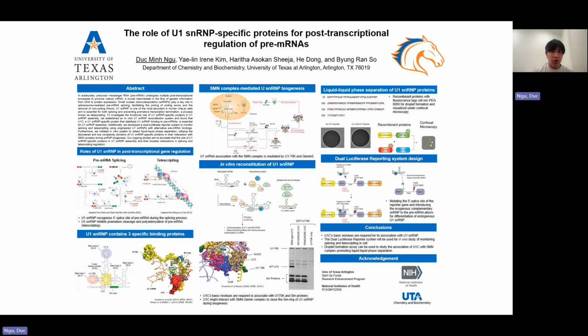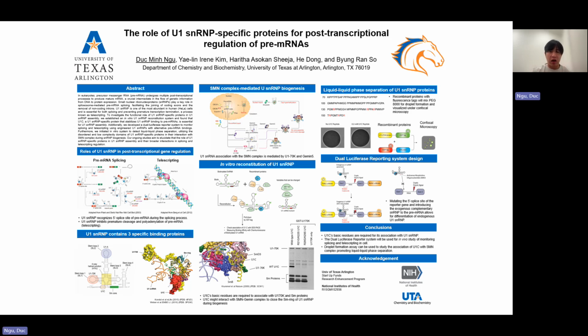U1C contains several basic residues at the N terminus. When we mutate the basic residues, U1C loses its binding capability. So we learned that U1C basic residues are important for the association with U1 snRNP. U1C may also associate with the SMN-Gemin complexes through these basic residues as well.